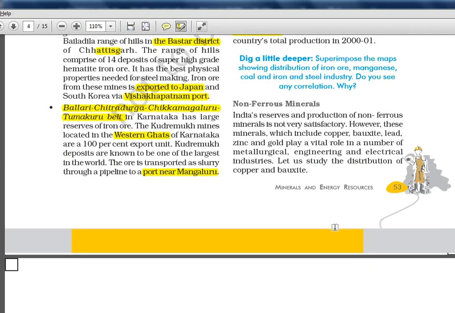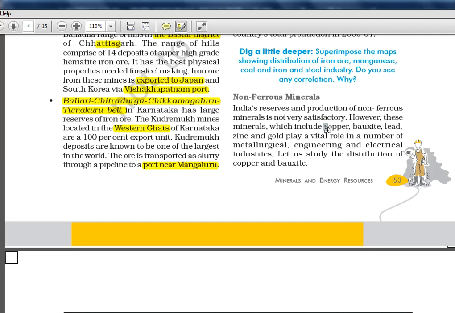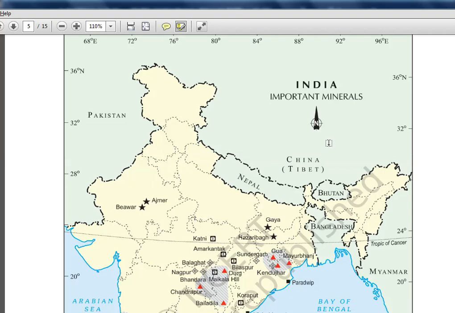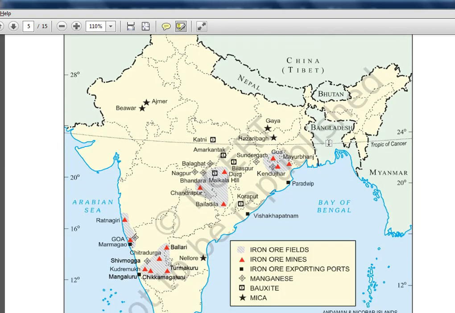Non-ferrous, you know, it will be something like copper, bauxite, lead, zinc, gold, all those things. And I think description of 2 or 3 things they have given here. This is a very good chart again for important minerals. So if you see here, everything is given. The iron ore field, manganese, bauxite, mica, and all. If you see here, Nellore mica is there. Chikmagalur, and this red triangle is actually the iron ore mines.